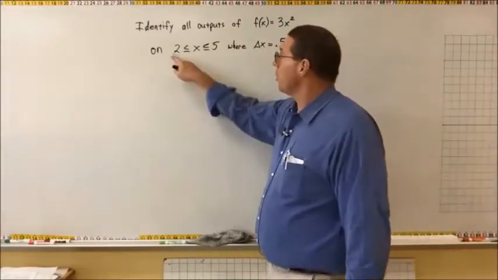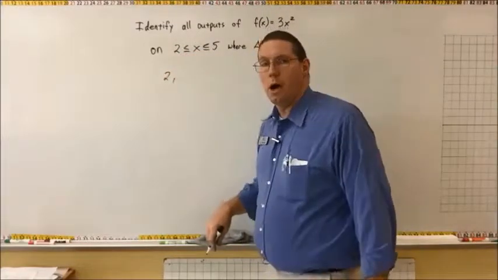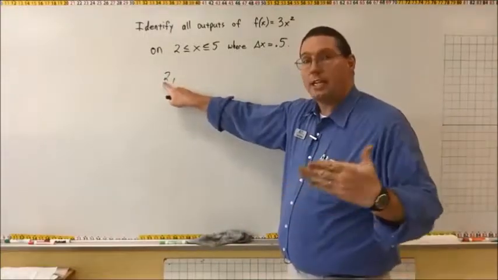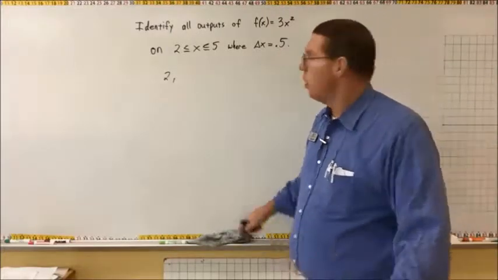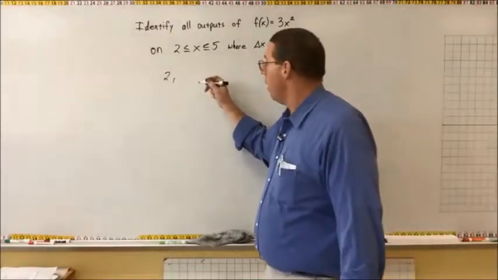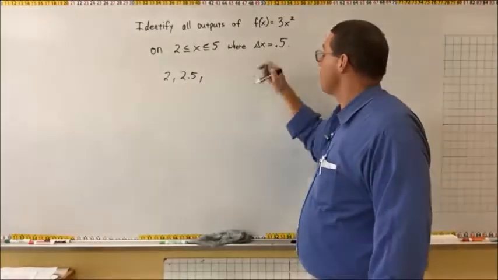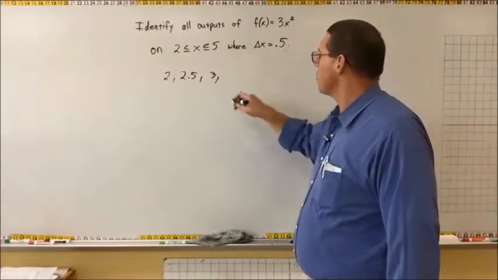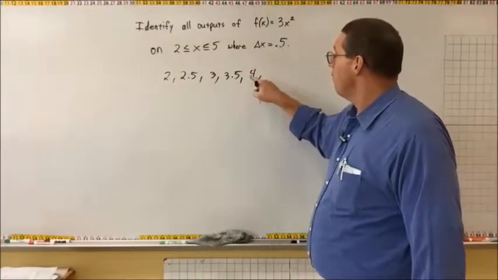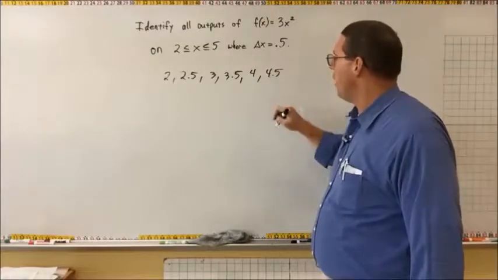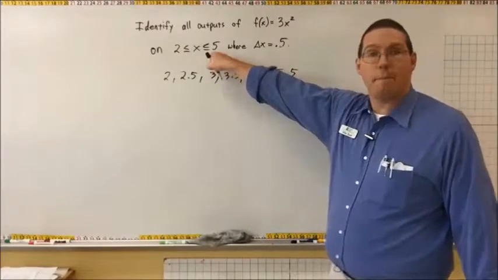All right, so we know that we're going to include 2 because it says or equal to. Then what is our x value going to change by? It's going to change by 0.5. So we're going to go up by 0.5. Well, what's 2 plus 0.5? That's 2.5. All right, we're going to keep going. What's 2.5 plus 0.5? Well, that's 3. How about 3 plus 0.5? That's 3.5. How about 3.5 plus 0.5? That's 4. 4 plus 0.5? That's 4.5. And what's 4.5 plus 0.5? That's 5. And 5 is at the top end of where we want to go.